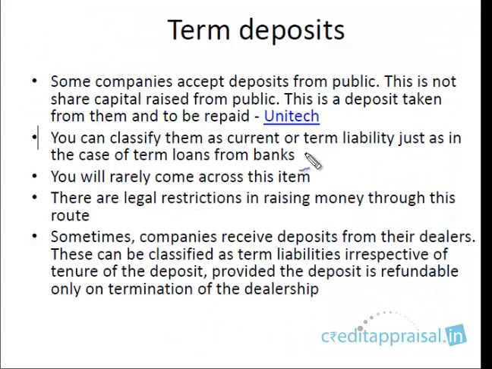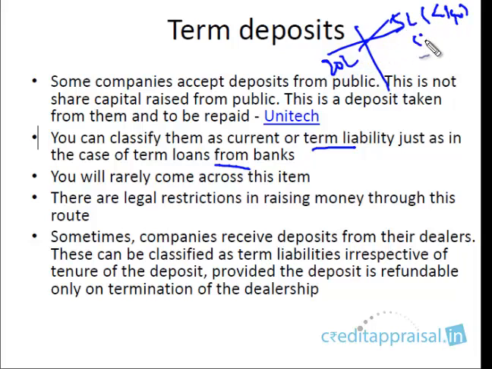So usually you're going to classify them as a current liability or a term liability, just as in the case of term loans from banks, based on the repayment schedule. So in the balance sheet, if there is an item of 20 lakhs, you will see how much is falling due within the next 1 year. So if 5 lakhs is falling due within the next 1 year, it will be a current liability. The balance 15 lakhs will be term liability, just as in the case of term loans from banks.